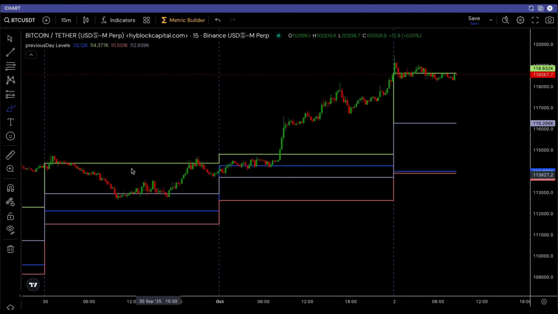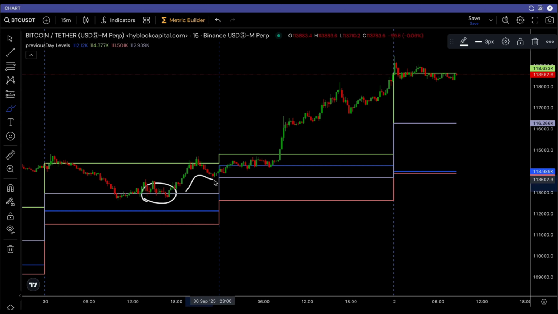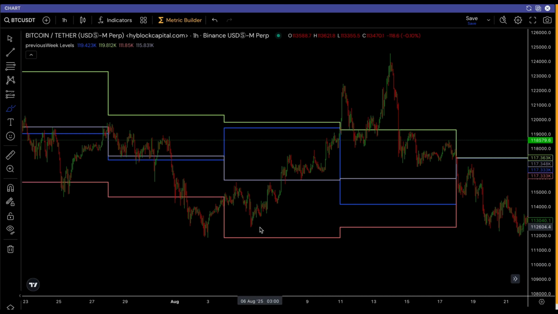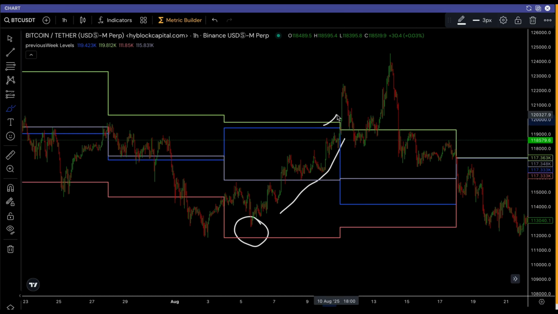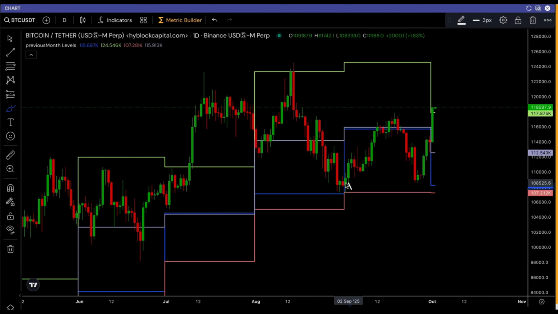For example, intraday traders might buy near the previous day equilibrium or fade it, depending on the trend. Swing traders could enter longs near the previous week low with tight stops, capturing big upside if it holds as support. Positional traders may buy near a previous month low and target the previous month high for larger moves.